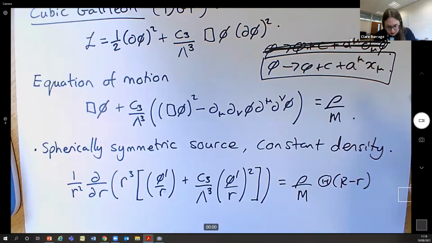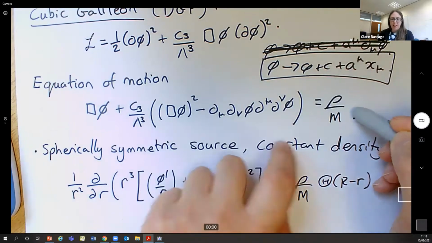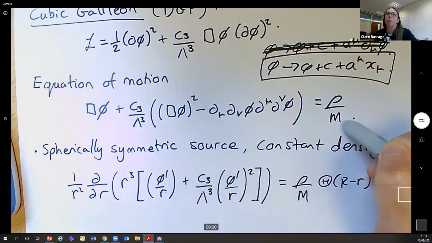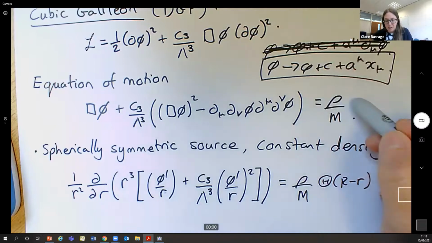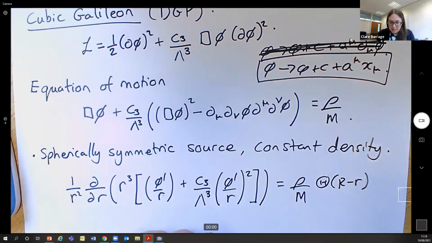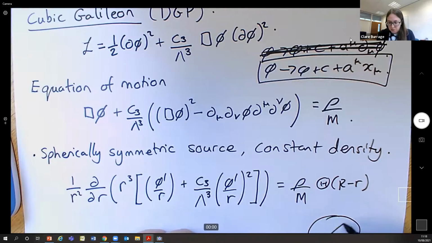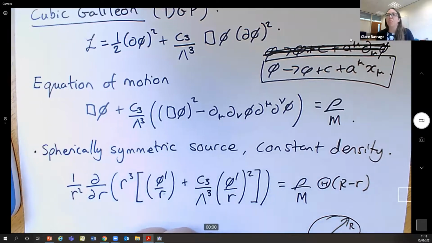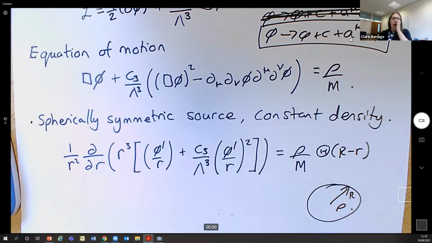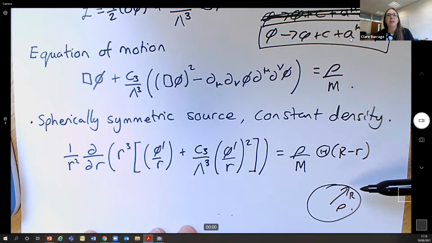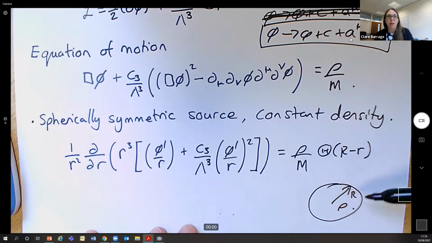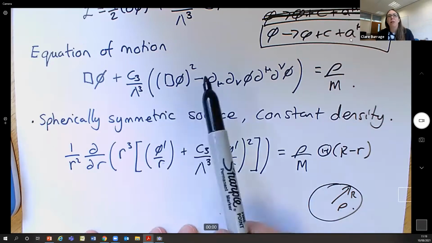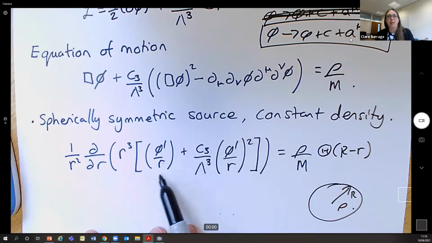So, right, this was our equation of motion, where again, this term on the right-hand side comes from the same coupling to matter that we've talked about before, where this is our energy density, this is the density of our spherically symmetric source of radius R and density rho. And if we say that the situation we're interested in is a static source, which is spherically symmetric, then our equation of motion can be written in this form.